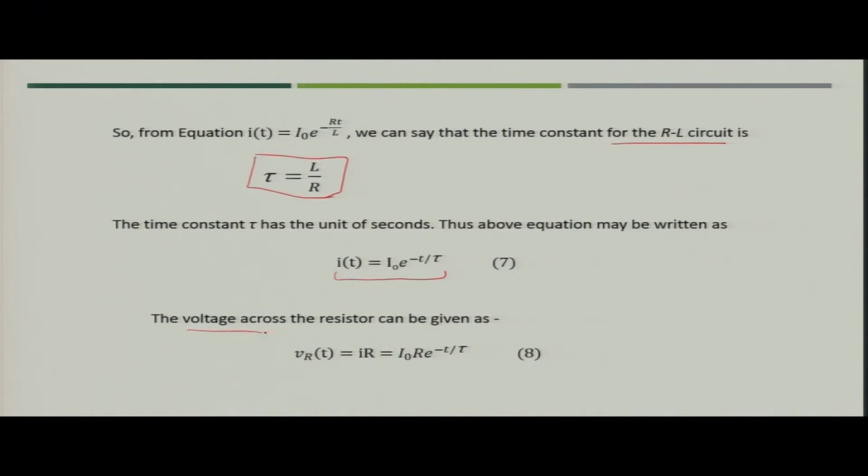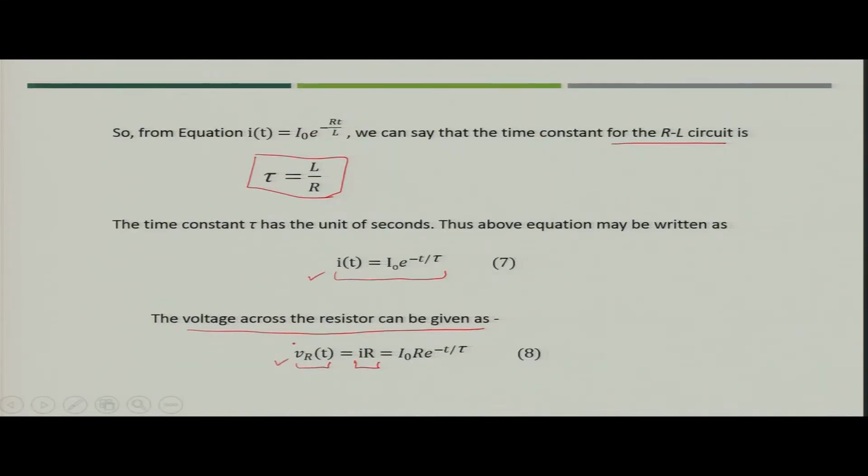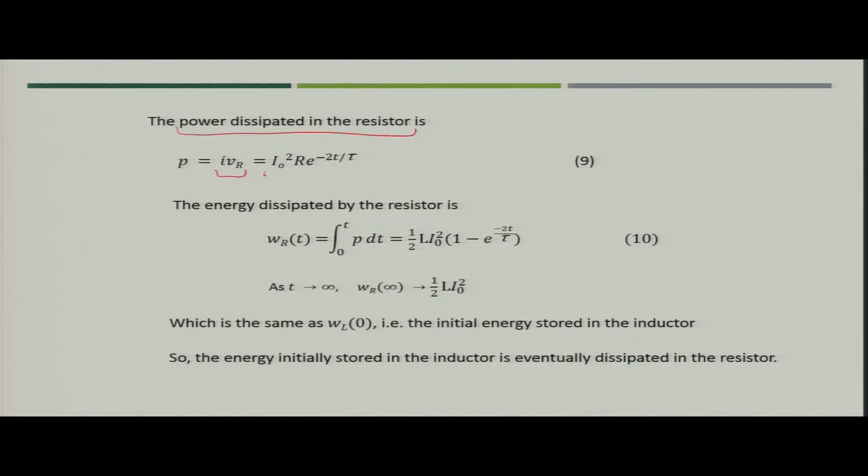Now, what would be the voltage across the resistor? Voltage across the resistor, that is V R, equal to I into R. I we have just calculated, that is I naught e to the power minus t by tau multiplied by resistance R. Now, instantaneous power dissipated by the resistor will be P. P is nothing but I into V R. So, if you put the value of I and V, which we saw in the previous two equations, you get I naught square R e to the power minus 2 t by tau.